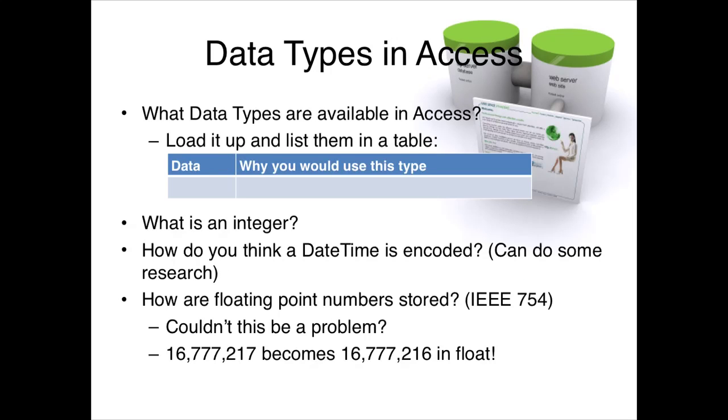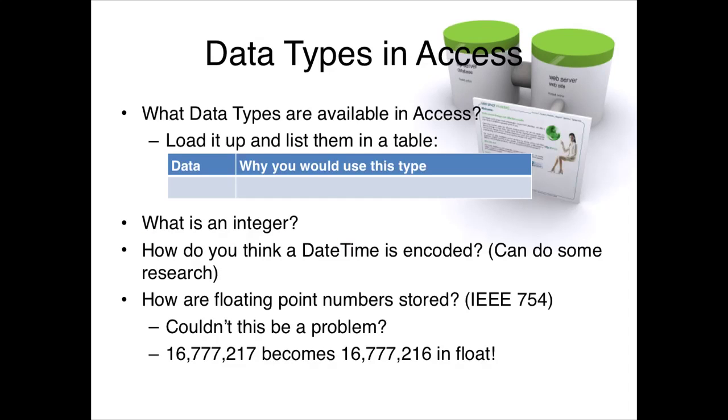So first exercise for you then, you need to load up Microsoft Access and create a blank database. And what you're going to do is see what data types are available in Access. Load it up and list them just in a table. So you've got the data type and why you would use that type. There is some extra information that you need to think about as well.